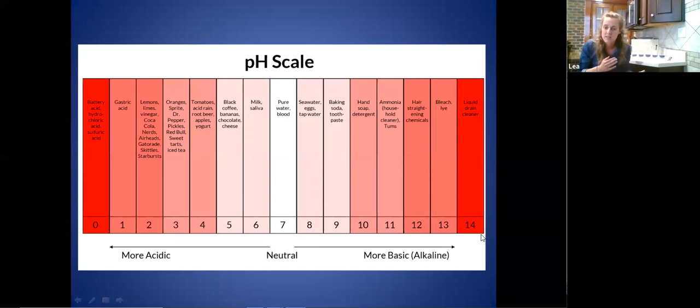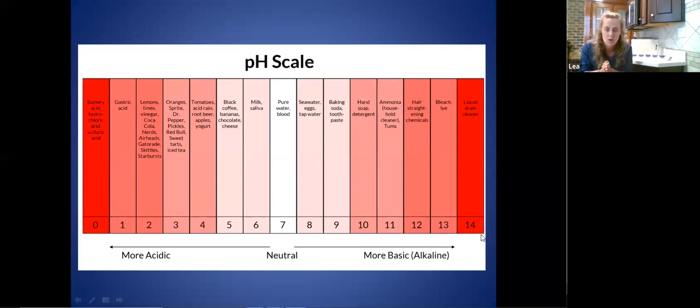As we go below 7, as our numbers get smaller, that's more acidic. And as we go higher above 7, it's more basic or alkaline. Something that is a 0 and something that is a 14 are equally reactive and powerful, but in different ways, whereas things in the middle are neutral. So let's look at some examples from our everyday lives. An example of something that's neutral is pure water. It's not acidic, it's not basic, it's just pure.